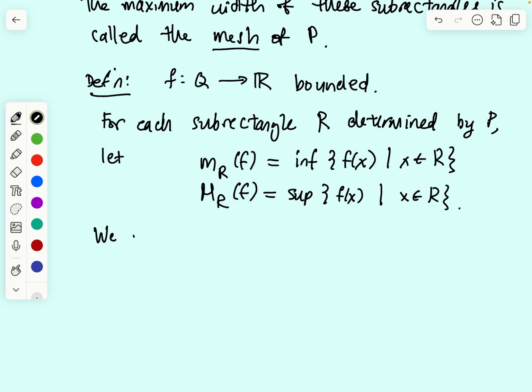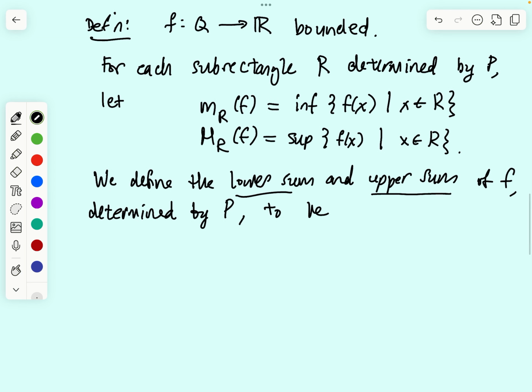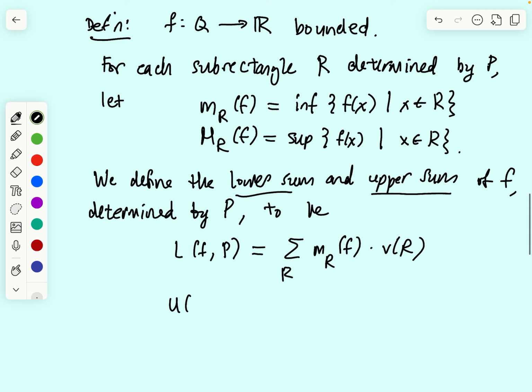So we define the lower sum and the upper sum of f determined by P to be: L of f, P is the sum over all the rectangles R of little m sub R of f times V of R. And then U of f, P is the sum over R of capital M sub R of f times the volume of R.